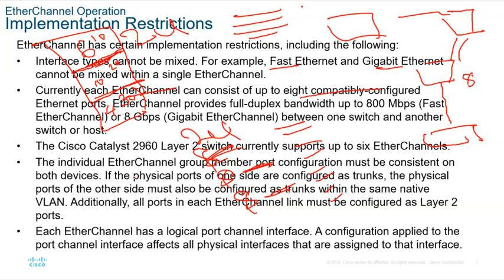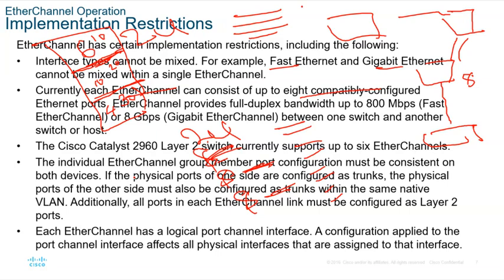And in case the port has an IP address, don't waste your time. Even if it's layer 3 and it has an IP address, do not try to aggregate, because you cannot combine IP addresses .1 and .2 together. No, they will not. So each Ether channel has a logical port channel interface.